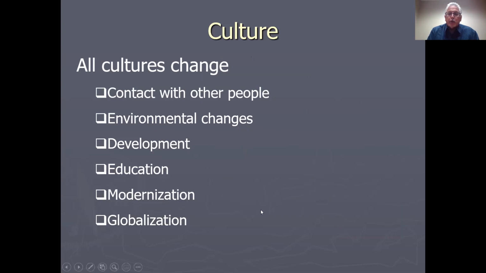So we just got to remember that all cultures are changing all the time. No culture stays the same. They may change at different speeds, but they basically are changing by various influences. One is with contact with other people. The more they come in contact with people of other cultures, the more they exchange ideas, thoughts, and products, and it makes changes in the culture.